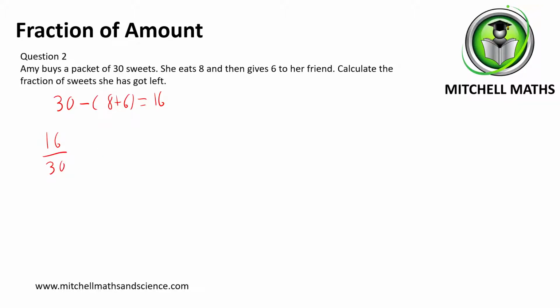And what we can do with this is simplify it because they're both even, so they're both divisible by 2. So we'll simplify it down to 8 over 15. And that's the fraction of sweets she's got left. And we'll have a look at another word question.